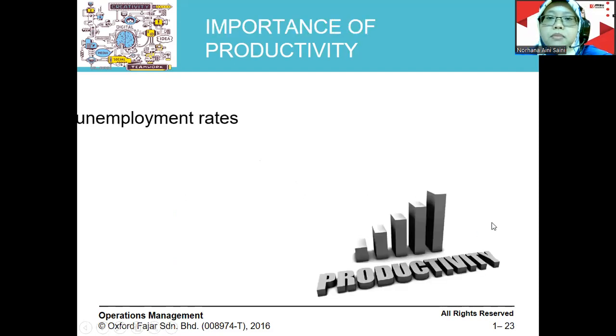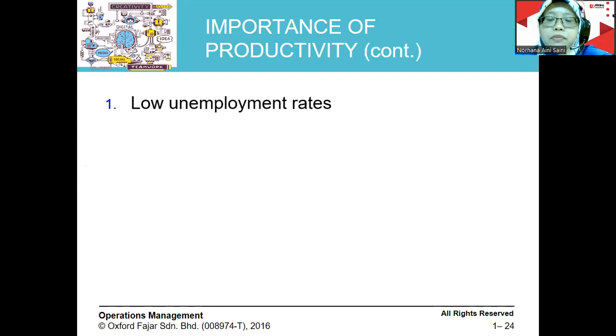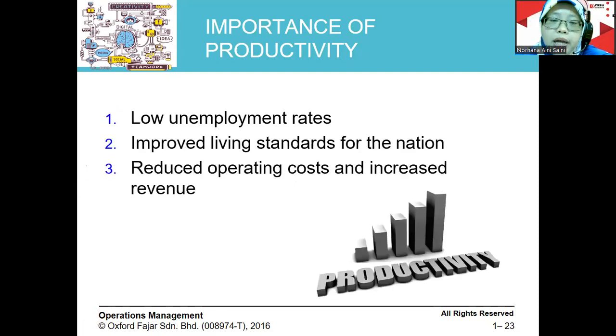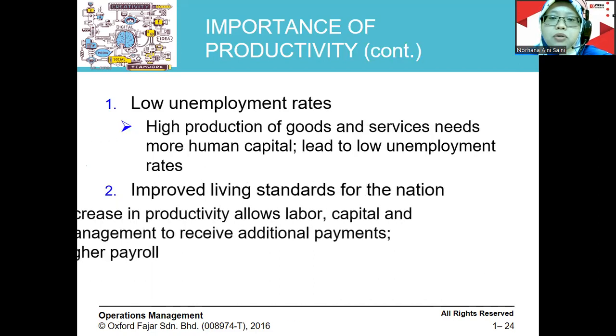So this is the importance of productivity. Number one, low unemployment rate. Number two, improve living standard for the nation. Next, reduce operating costs and increase revenue. So this is the explanation on that.